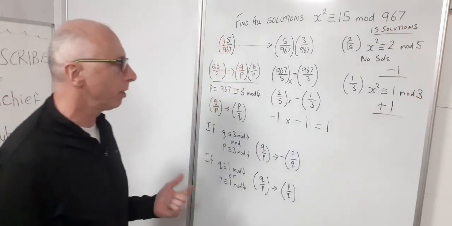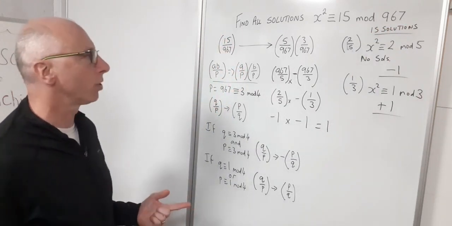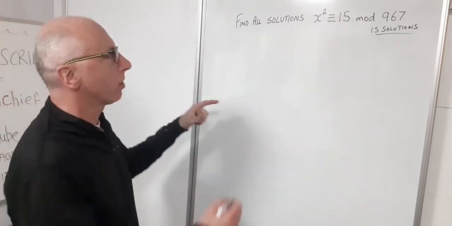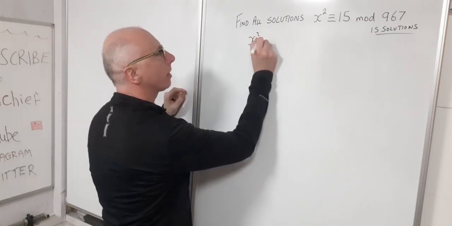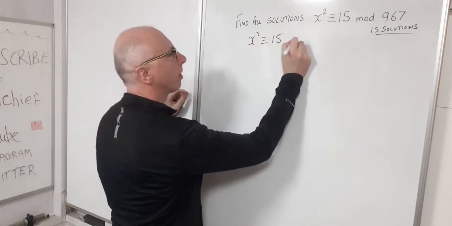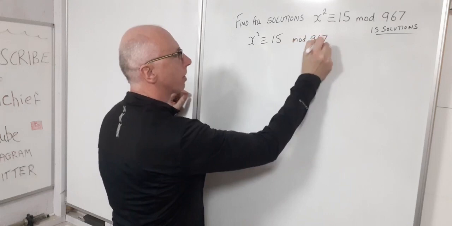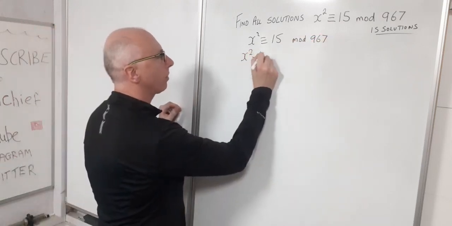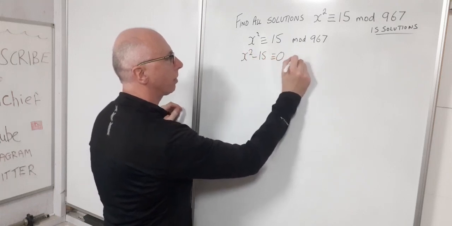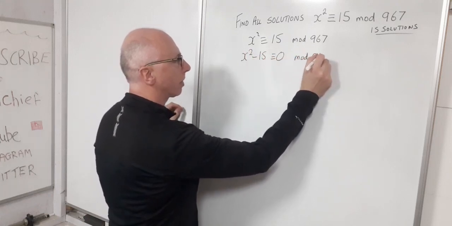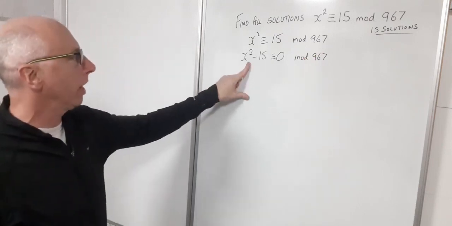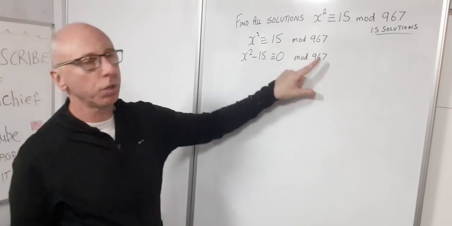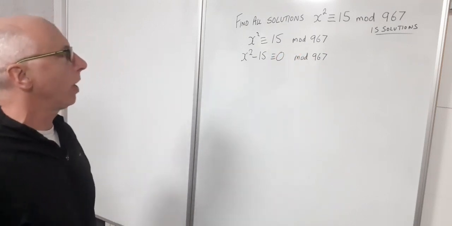Okay, right, let's clear the board off and let's see if we can find those solutions. Okay, so now let's get back to the question. x squared, let's write it up here. x squared is congruent with 15 modulo 967. Now what we're looking for is x squared minus 15 congruent with 0 modulo 967. So we want a number in here that's going to yield either 0, or 967, or a multiple of 967. That's what we're looking for.